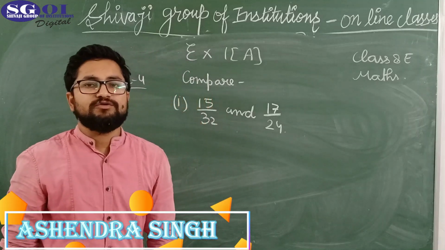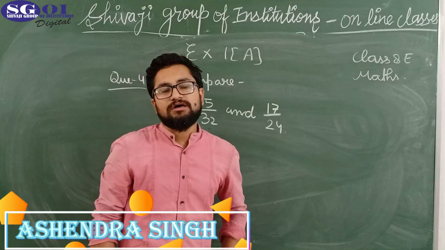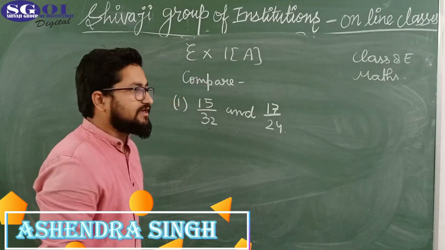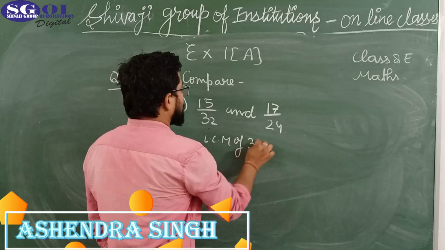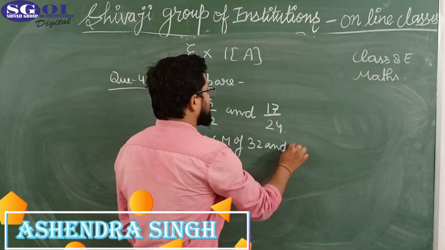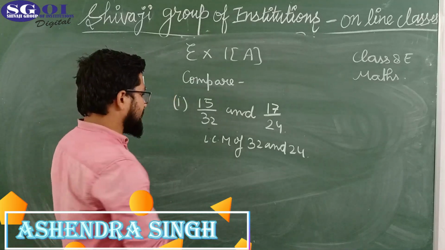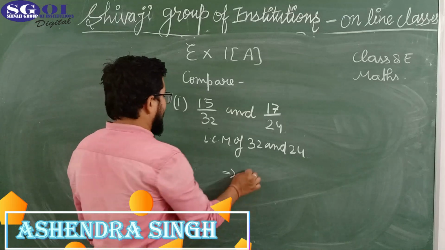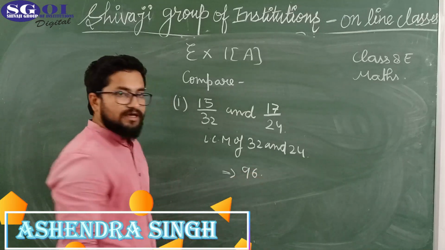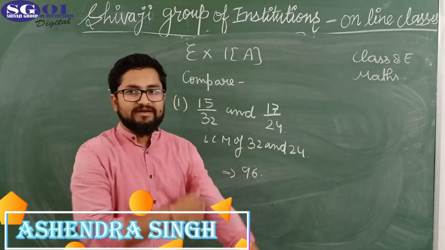For this, first of all, you are supposed to calculate the LCM of both the denominators of the given rational numbers. So the LCM of 32 and 24 will be calculated. The LCM would be 96. You can take the LCM of 32 and 24; it will come out to be 96.